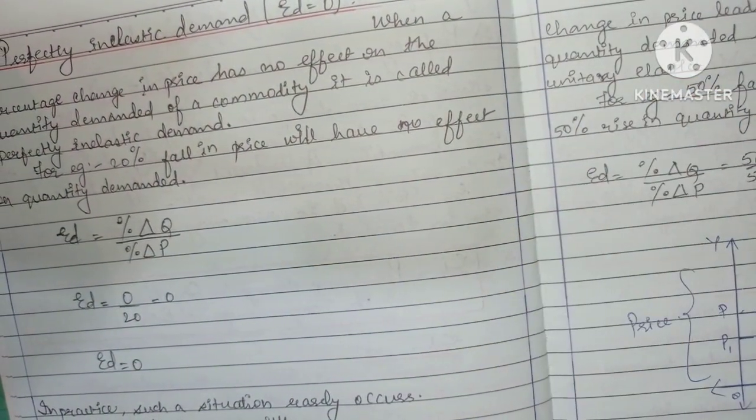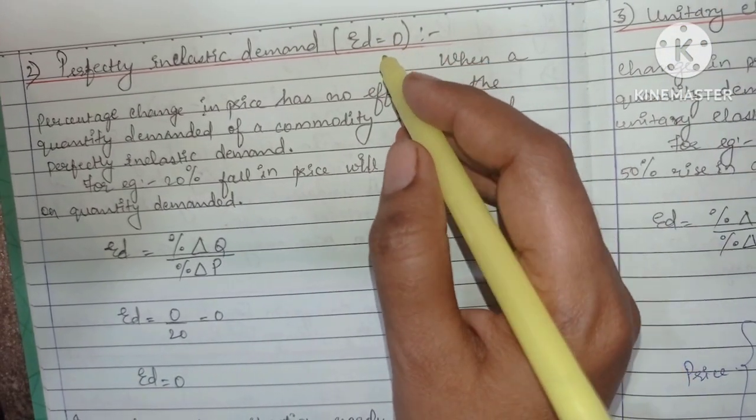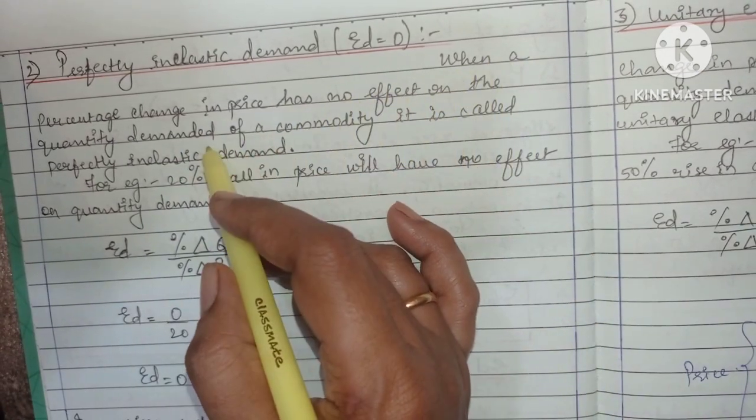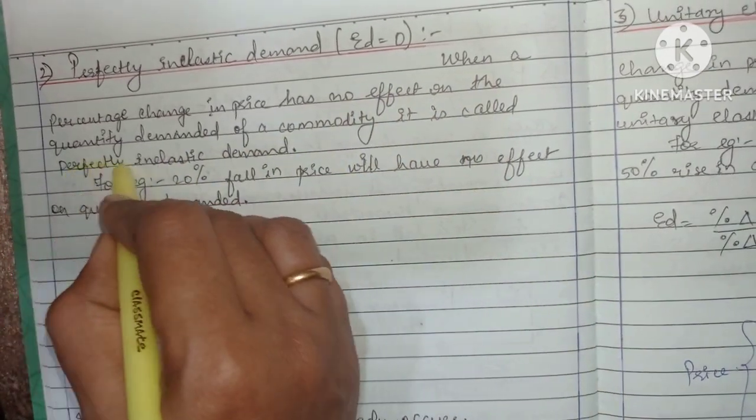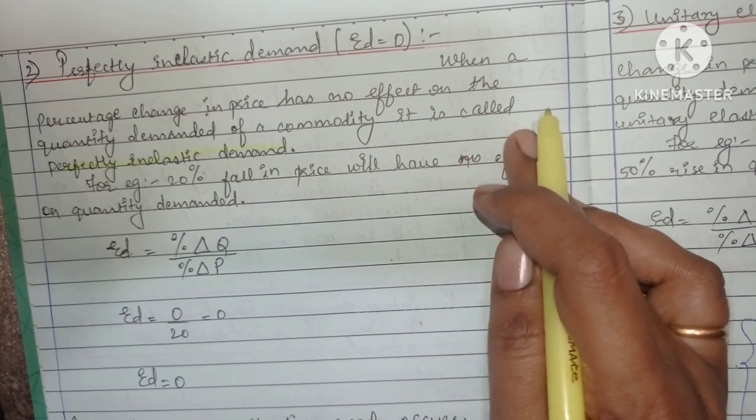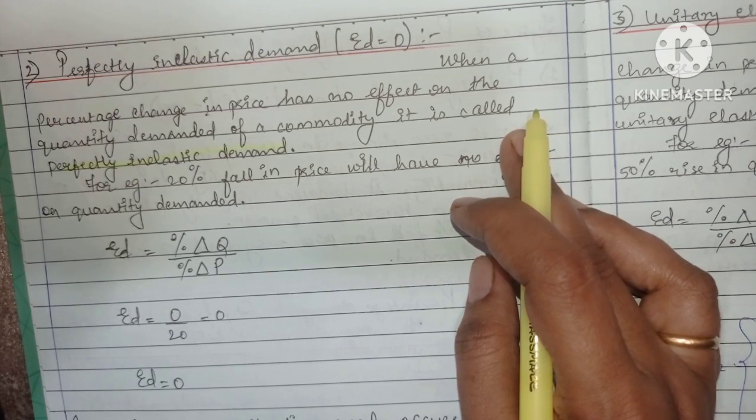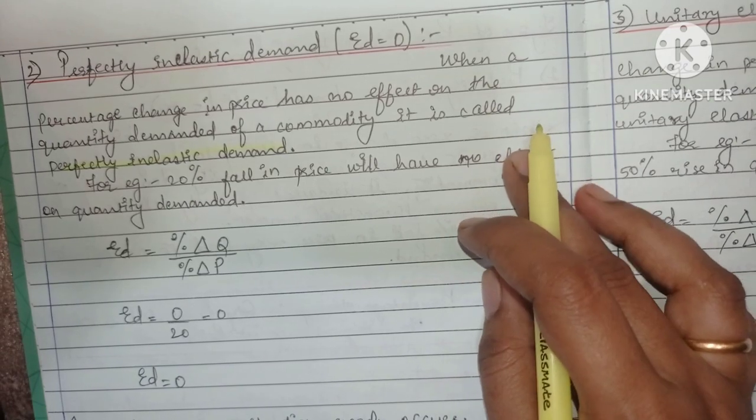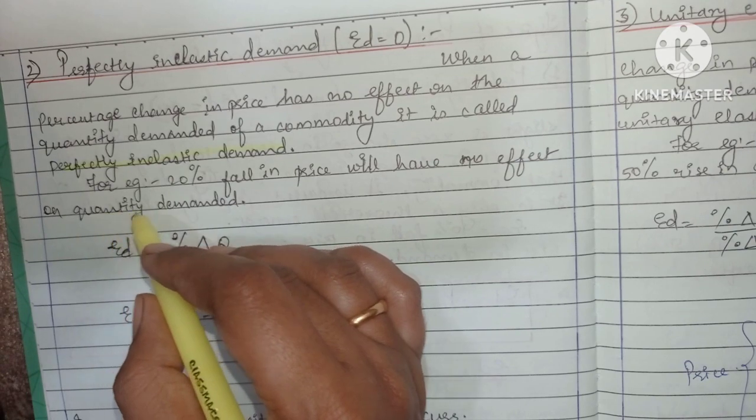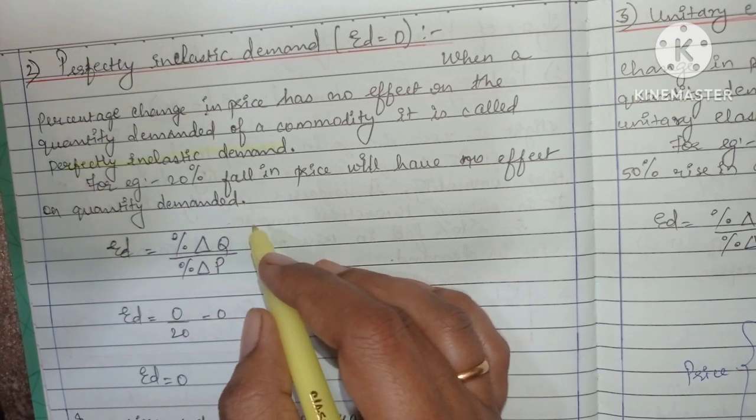Perfectly inelastic demand. So ED is equal to 0. Okay, when a percentage change in price has no effect on the quantity demanded of a commodity, it is called perfectly inelastic. So change in price has no effect on the demand. Okay, for example, you can take necessary products like salt. You don't have any replacement for salt, or for milk. There is no substitute for milk. Okay, so they are perfectly inelastic demand. Example, a 20% fall in price will have no effect on quantity demanded.